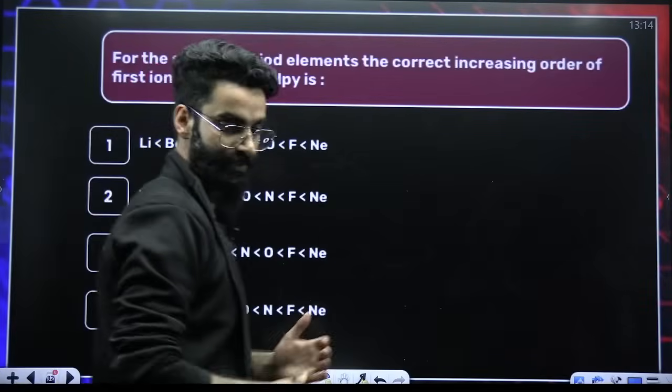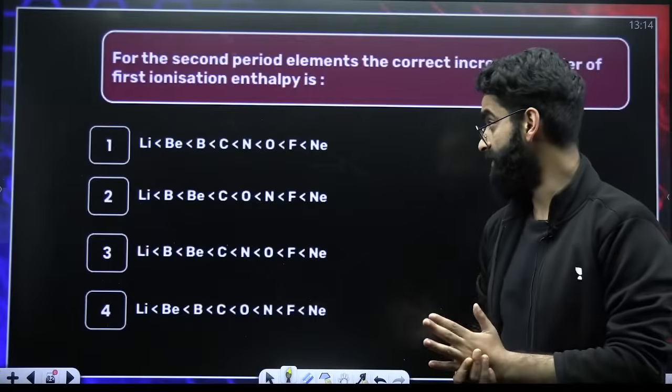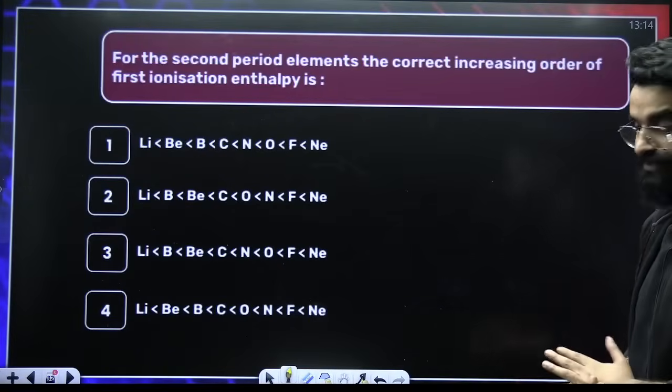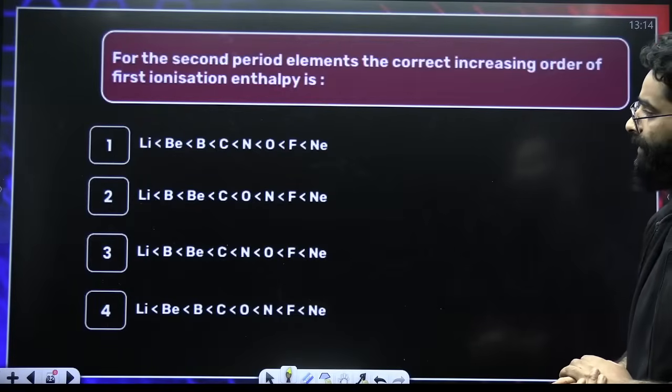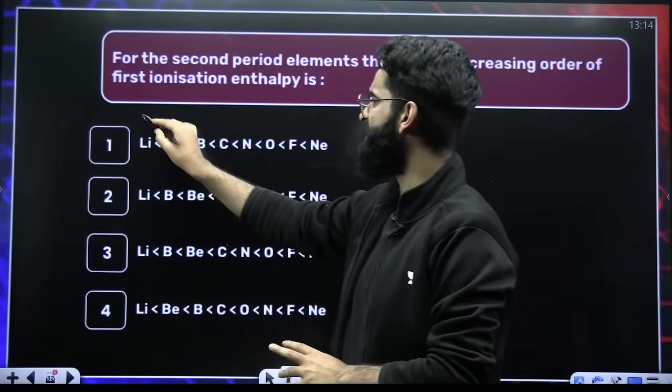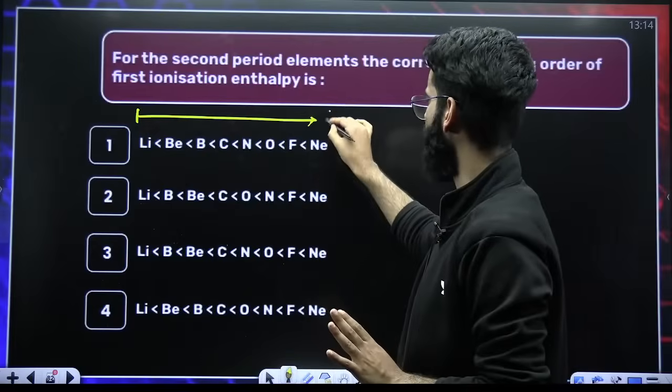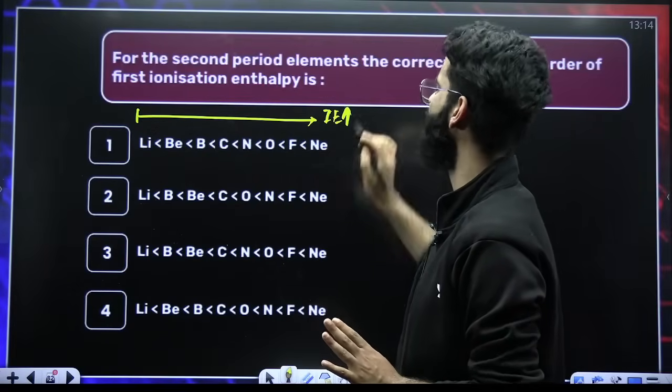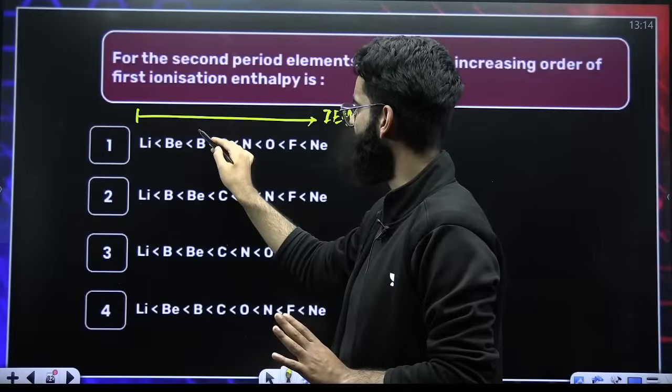Okay, what do you think about this one? These are second period elements which are given to us. We have to arrange them on the basis of ionization energy: lithium, beryllium, boron, carbon, nitrogen, oxygen, fluorine, neon. This is the expected order. Ionization energy moving from left to right increases.